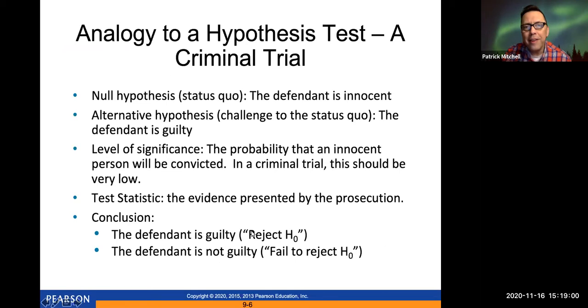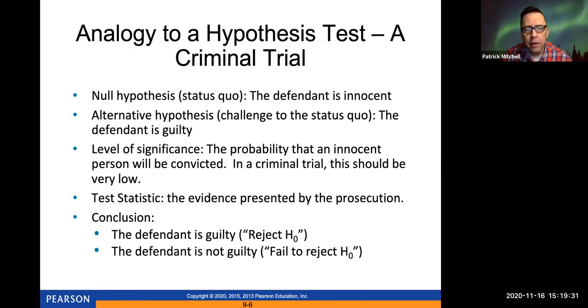So this is a classic analogy for hypothesis testing. I didn't make this up. I wish I had. A criminal trial is a kind of real life hypothesis test. So in a criminal trial, the null hypothesis is that the defendant is innocent. Remember, innocent until proven guilty. So that's the status quo. The alternative hypothesis, which is the challenge to the status quo, is that the defendant is guilty.